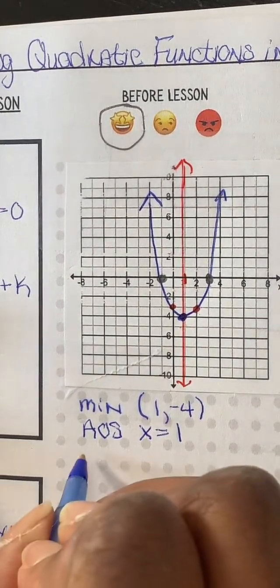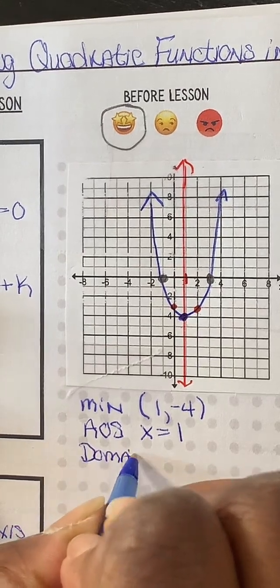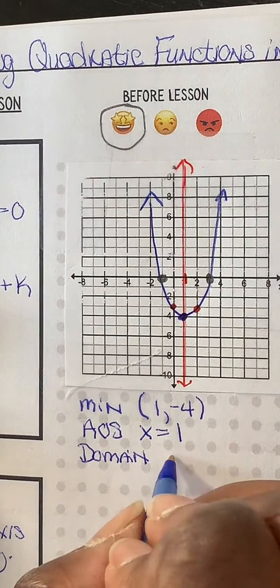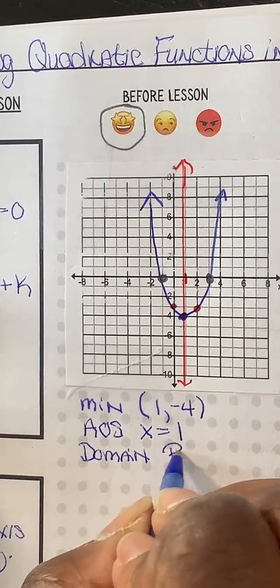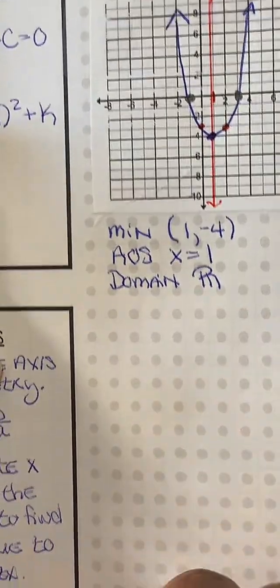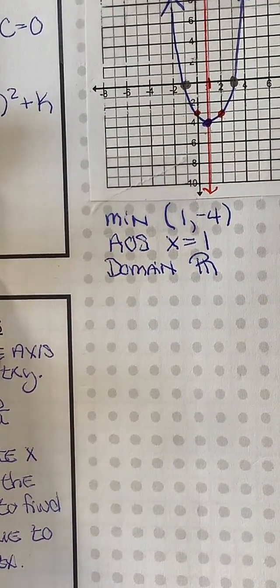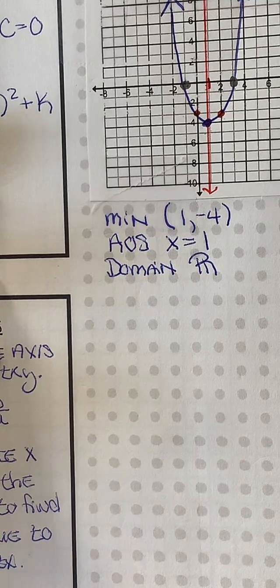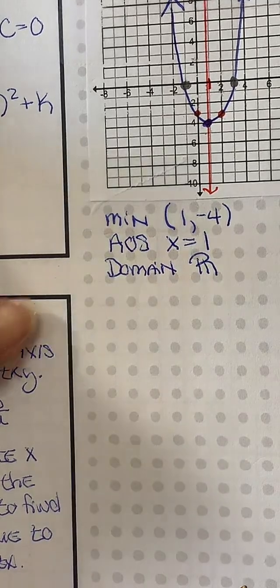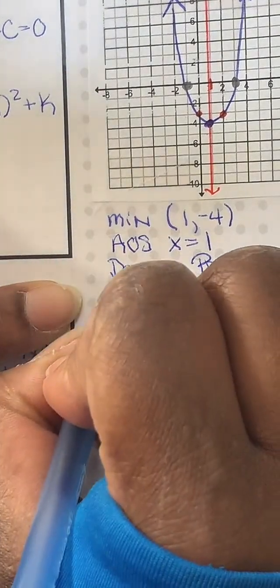Then if they want the domain, as I mentioned, domain is your x values. It's always going to be all real numbers each and every time. Okay? Each and every time. All right. Hey, Ryan. Good. Okay? Now, the last part that I want to put in is your range.